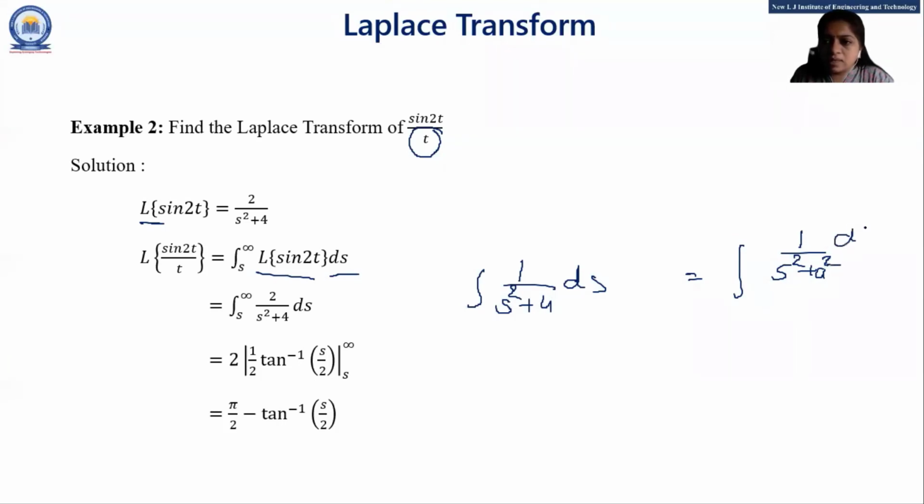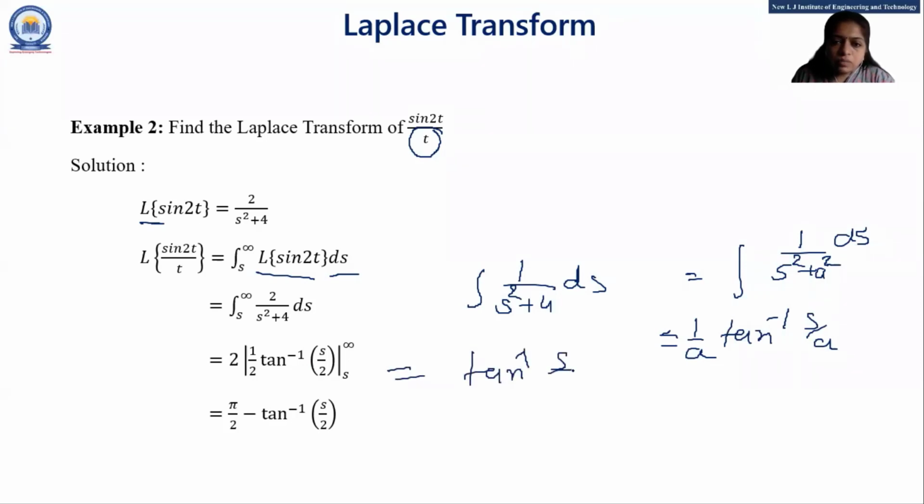With respect to s, here a is our constant. In this case, our a is 2. So 1 by a, so 1 by 2 tan inverse s by a. The formula of the integration of this term is 1 by a tan inverse s by a. And here our a is 2, so this 2 will cancel. The final term is tan inverse s by 2.